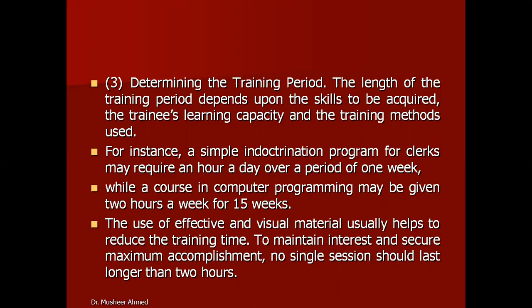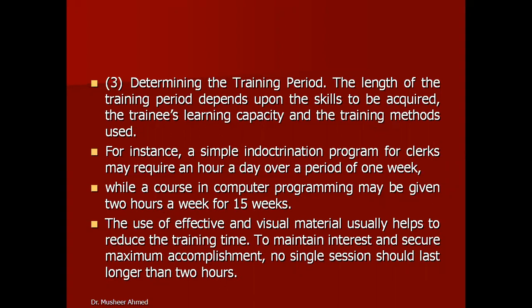So if you are teaching them computer programming or some kind of software handling, then you need to train them on a daily basis and for months, right? Like here the example is there, 2 hours a day, and the training will be for 15 weeks. 15 weeks means more than 3 months, 3.5 months, you can say, right? So again, as I said, the training duration depends upon the skill to be acquired, the learning capacity of the trainees, and the method of training.